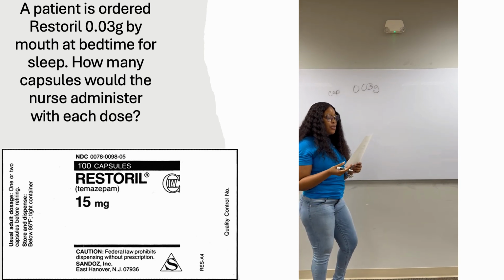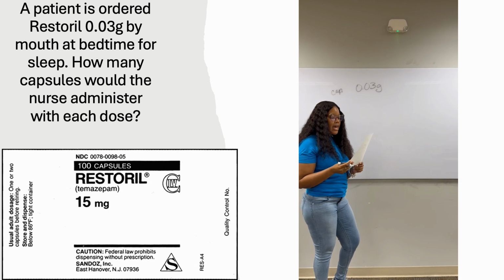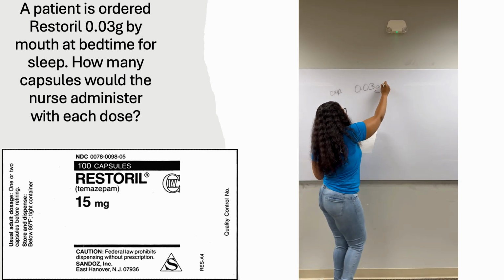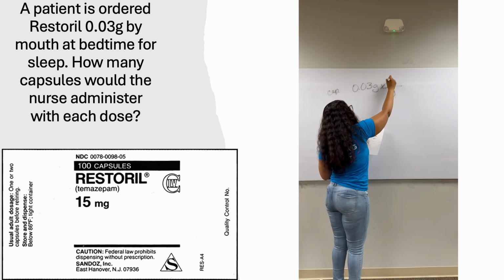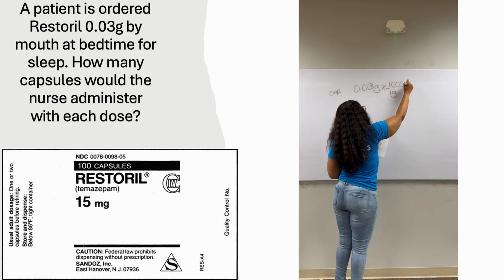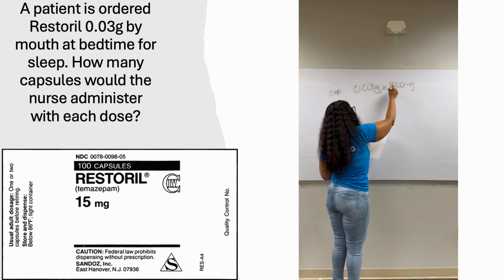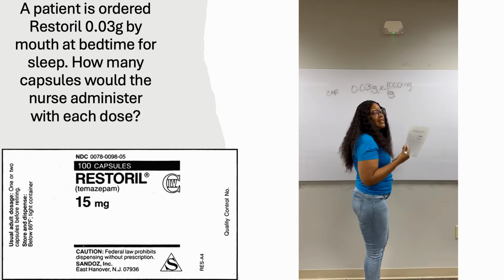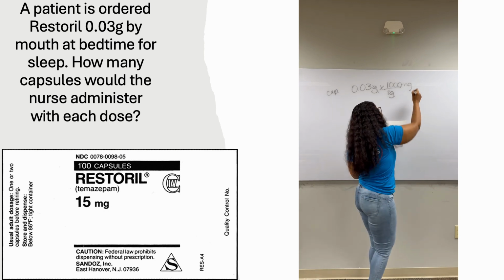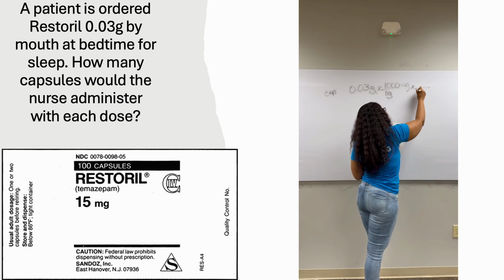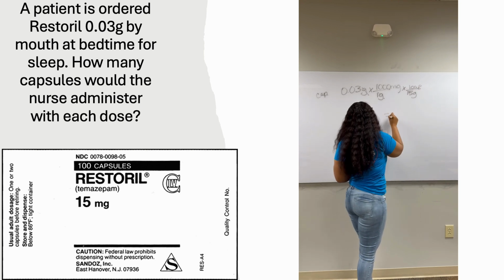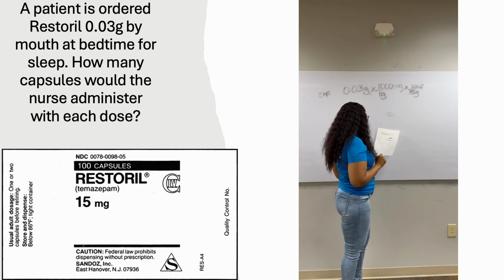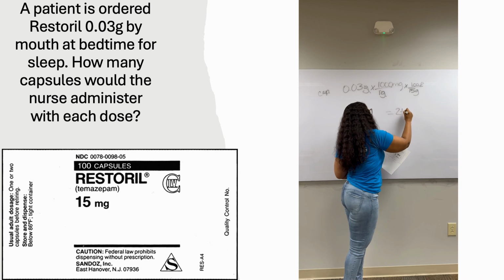So our label is in milligrams. So what we're going to have to do before we can use the label is convert. So grams has to go on the bottom. So we know that 1 gram is 1,000 milligrams. So grams cancel out and we're left with milligrams. So now we can use our medication label. So there says there's 15 milligrams per 1 capsule. So then we're just going to multiply straight across, then divide, and you should get 2 capsules.